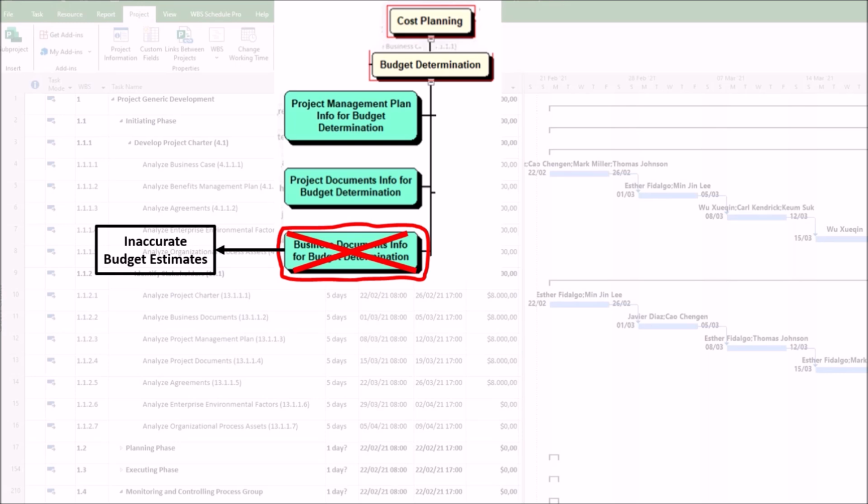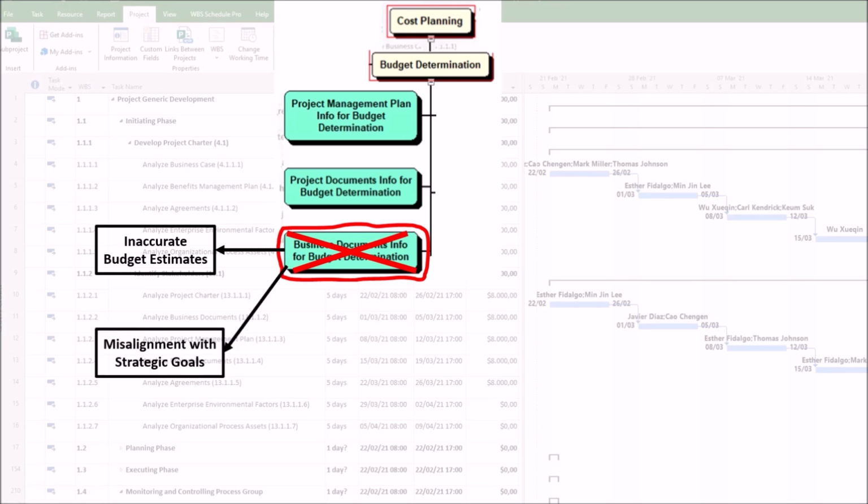1. Inaccurate budget estimates. If the business case or benefits management plan are not rigorous, initial cost estimates may be unrealistic. This can result in budgets that are too low, leading to shortfalls, or too high, causing unnecessary constraints. For example, underestimating costs in the business case can force mid-project cuts, delaying deliverables.